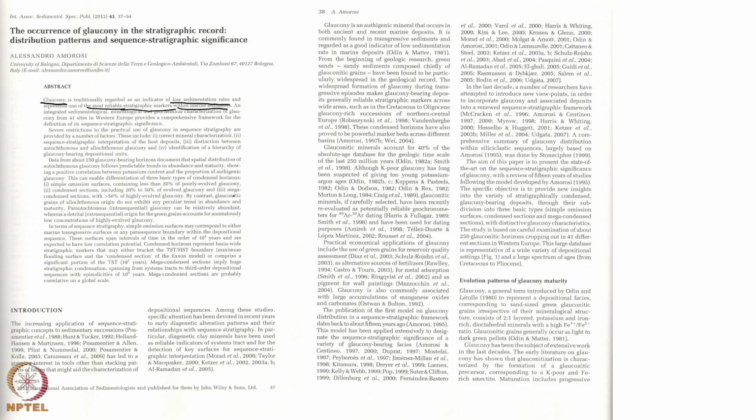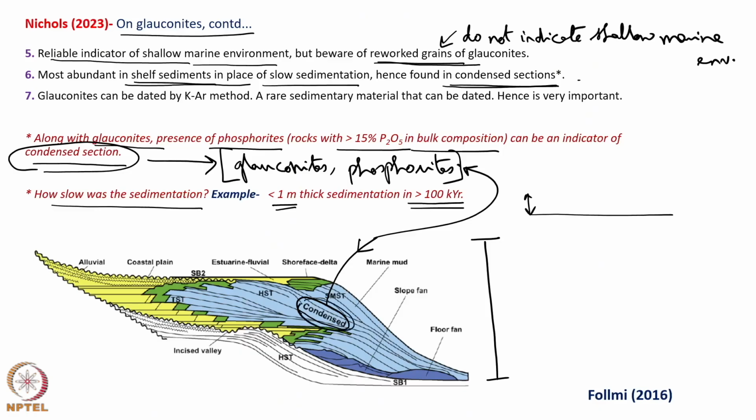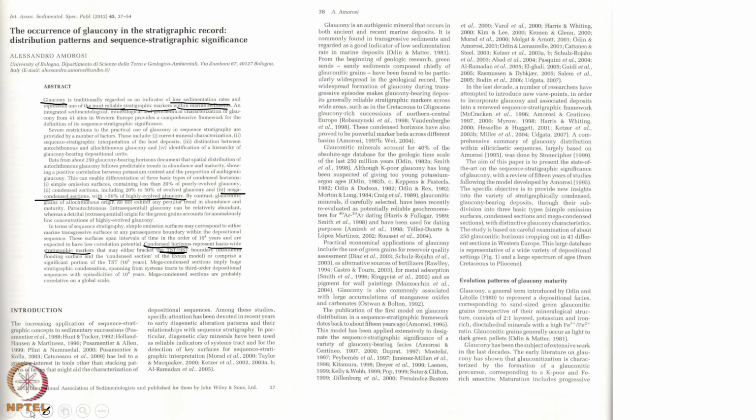Just like condensed section, another term can be seen, mega condensed section. This can be a place where more than 50% of highly evolved glaucony can be found. The condensed horizons represent basin-wide stratigraphic markers that may either bracket the TST or HST boundary. Here the condensed section, and here is the HST, and here is the TST. So, the HST-TST boundary can be marked by very slow rate of sedimentation. The mega condensed sections are probably correlative on a global scale. The glaucony can be found in both ancient and recent marine deposits, commonly found in the transgressive sediments.